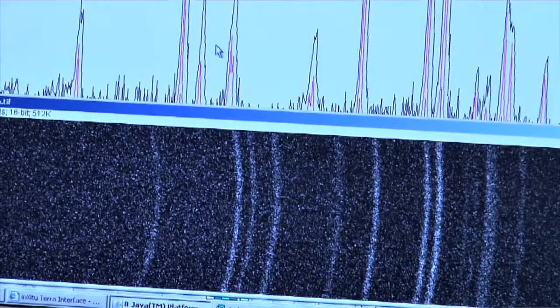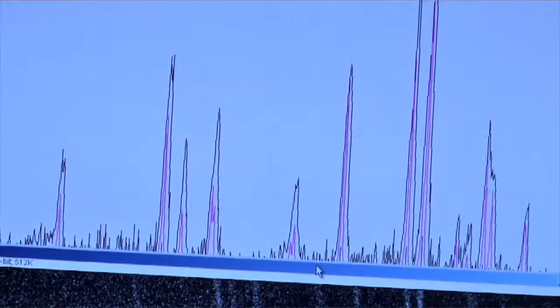So as it goes along, this is the actual data, and this is how the data are rendered in what's called a two theta plot.